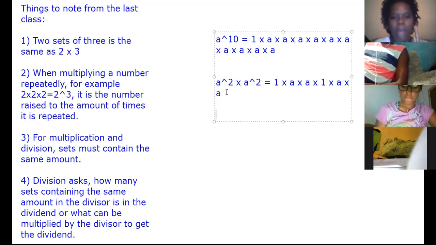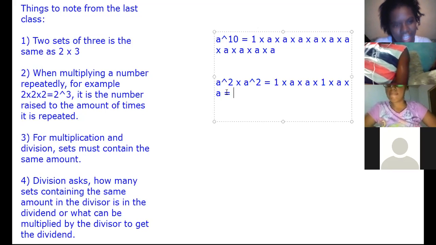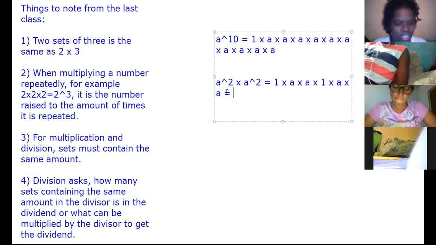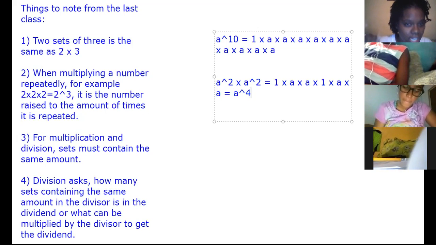Before I ask you that, 1 times a times a times 1 times a times a is the same thing as what? A to the second power times a to the second power. Yes, it is also what else? Think about it. It is identical, but in terms of an indices expression, it is also a to the fourth power. Everybody seen that? Are we all seeing that?